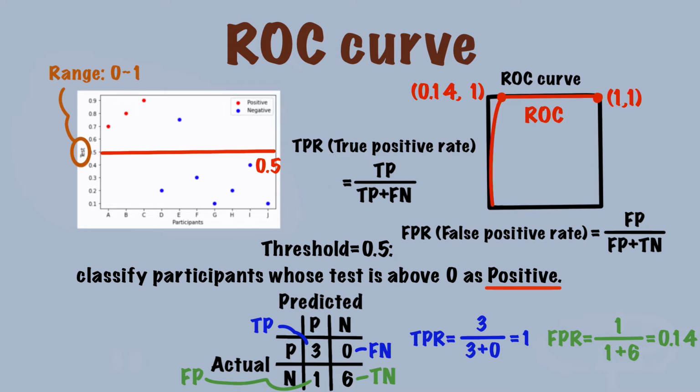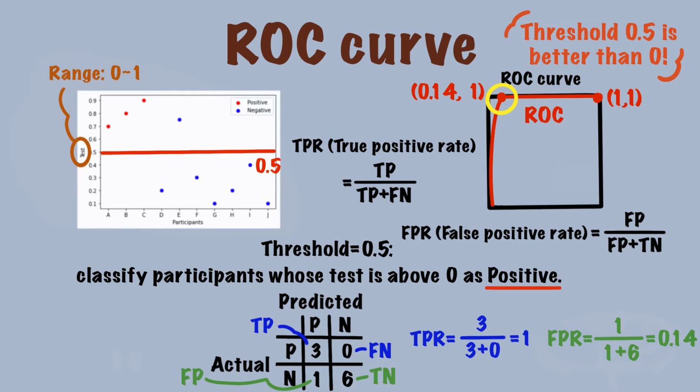Now you know how to derive a ROC curve, we can move on to the interpretation. In particular, how do we select a better cutoff? It's quite straightforward actually. For instance, the point 0.14 and 1 is absolutely better than the point 1, 1. It's because under the condition that TPR is the same, we'd like to have low false positive rate. After all, we don't want to misclassify participants.